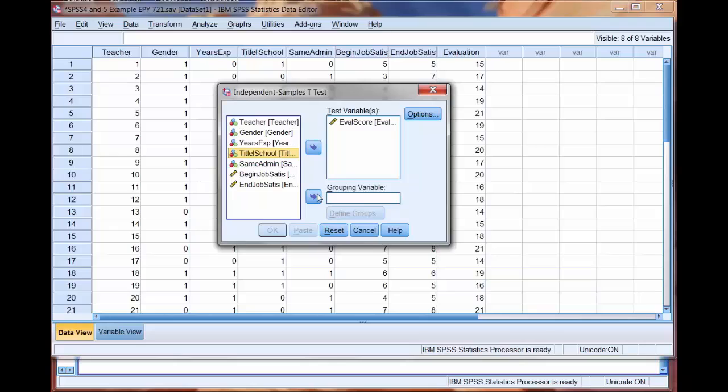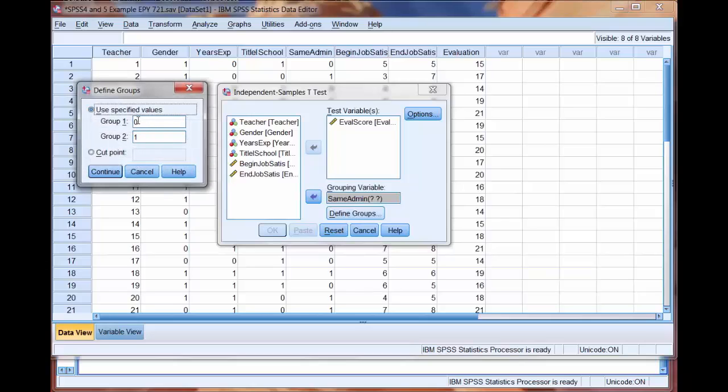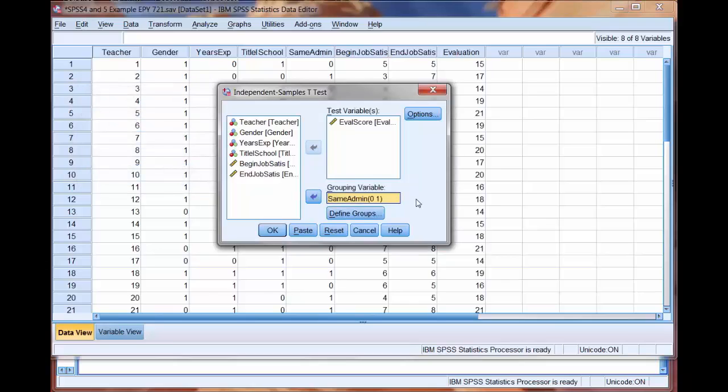And my last question was about whether there's a difference in the eval score depending on whether the administrator has done the person's evaluation 2 years in a row or not. So I'm going to grab that grouping variable. Group 0 is the group that has switched administrators, and group 1 is the ones who have the same administrator. You can see that I usually use 0 for no and 1 for yes, but that's just a personal convention so that I can keep track of myself sometimes.